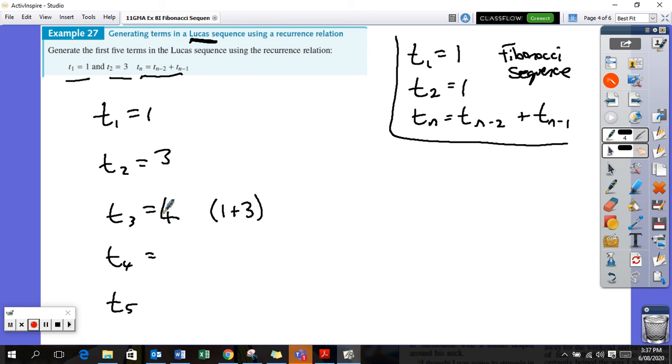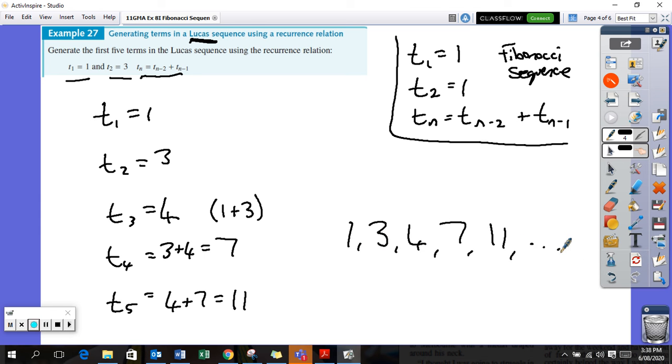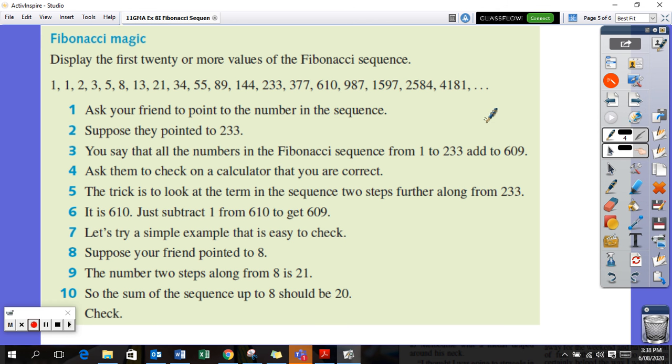Term 4 is going to be 3 plus 4, which is 7. And term 5 is the previous two terms, 4 plus 7, is 11. Okay, so the sequence goes 1, 3, 4, 7, 11, and we'll keep going. Next term will be 18, etc. Okay, not a real lot. It's just a reasonably simple sequence. I just want you to get the terminology today. That's the main thing. Just add the previous two terms.